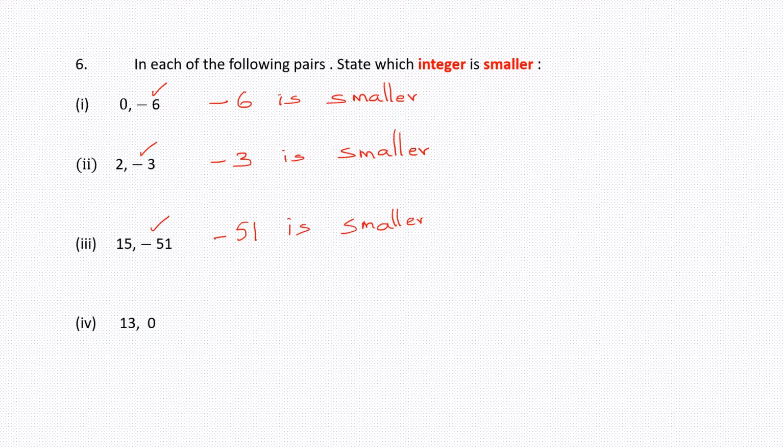Next one, 13 and 0. Okay, 0 is smaller than 13, isn't it? So 0 is smaller.